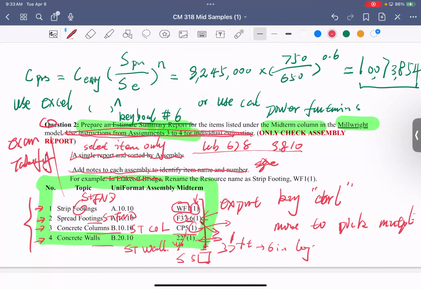You won't use the SAGE. You only do the quantity takeoff. Just quantity takeoff. Yeah, just takeoff. All right, any more questions? I will rewrite this.